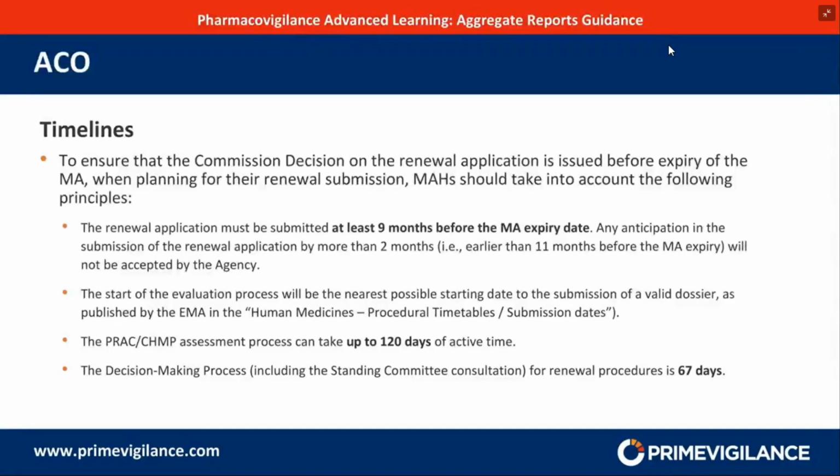And then the renewal application on the EU side, when it is assessed by the PRAC and the CHMP, can take up to 120 days, and the decision-making process for the renewal is 67 days. So this all needs to be completed before the 5-year period is up.